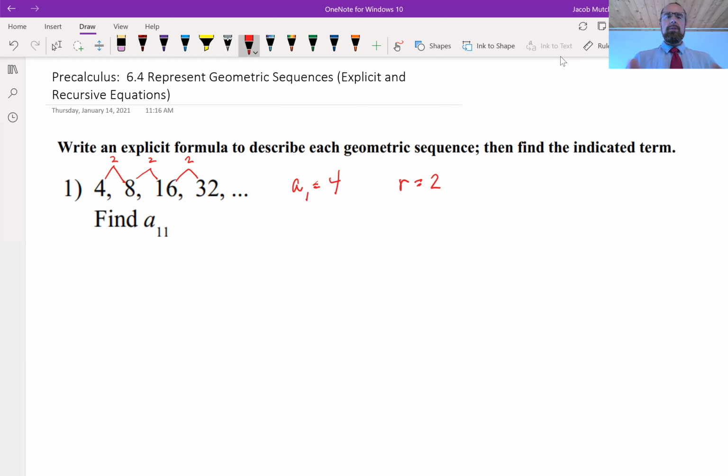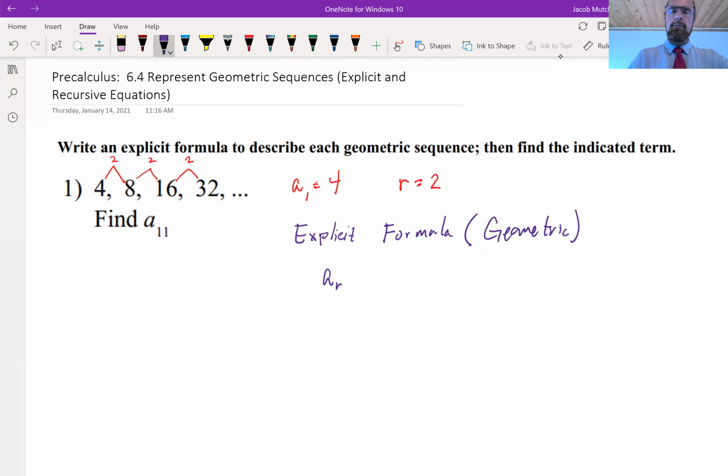Once I have those two pieces, I really just need to grab my template for the explicit formula for a geometric sequence. And that explicit formula template, specifically again for geometric sequences, would have this form. It would tell me that the nth term, a sub n, is equal to my first term, a sub 1, times the growth rate, that common ratio, to the power of n minus 1.